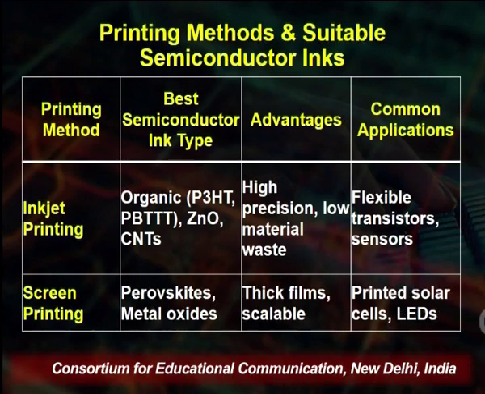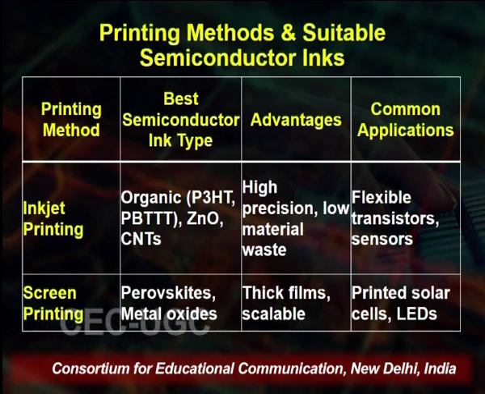Next are the printing methods suitable for semiconductor ink, such as inkjet printing and screen printing. In inkjet printing we use organic ink, ZnO or CNT. For screen printing we use perovskite as well as metal oxide. The advantages are high precision and low material waste in inkjet, while in screen printing we require control of the film thickness.